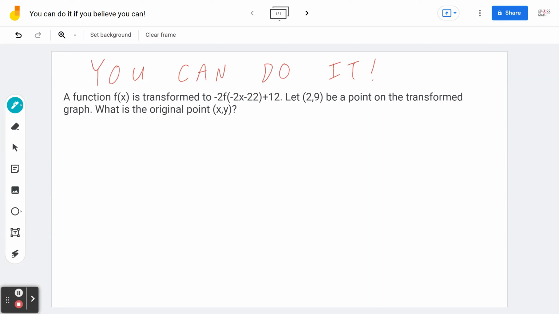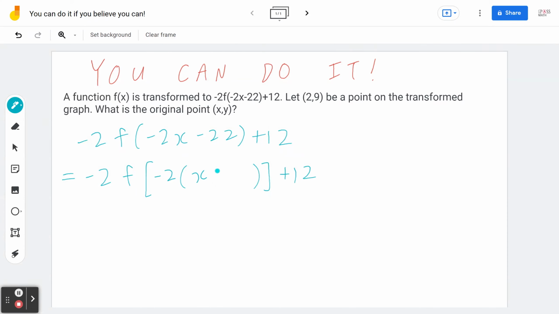Step 1. If you think about negative 2 times f, open bracket, negative 2x minus 22 close bracket plus 12, step 1 is to write this in factored form. So open a square bracket, factor negative 2 to the front. Copy everything else. When you factor negative 2 to the front in the round brackets, it's going to be x plus 11. Step 2, write down the mapping rule.